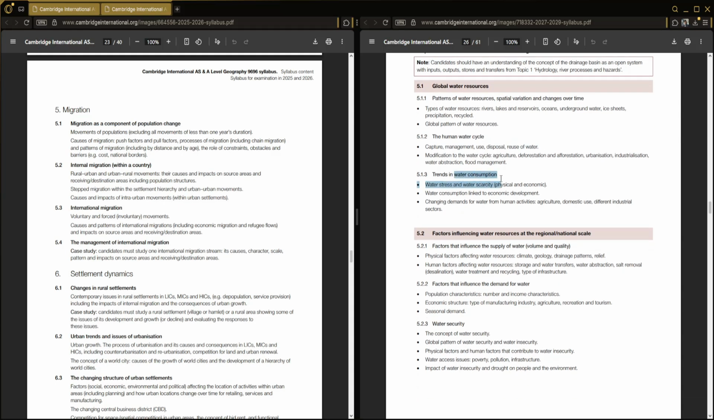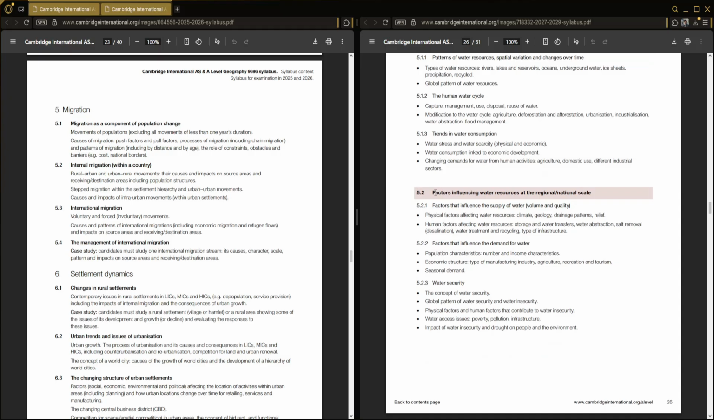Then how we use the water. Water stress and water scarcity are 2 terms that are linked but also different. Water scarcity is when you have less water than water stress. And then you need to know about how water consumption is linked to our economy. So probably the wealthier you are, the more water you consume. And then what is our use of water essentially, which is again kind of similar to up here.